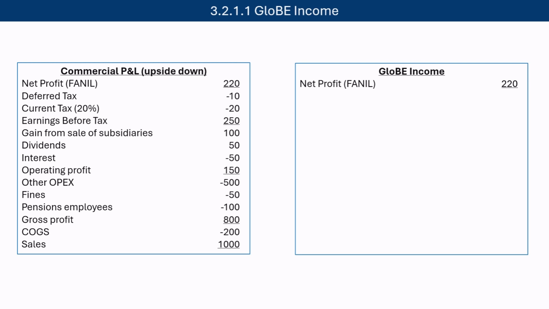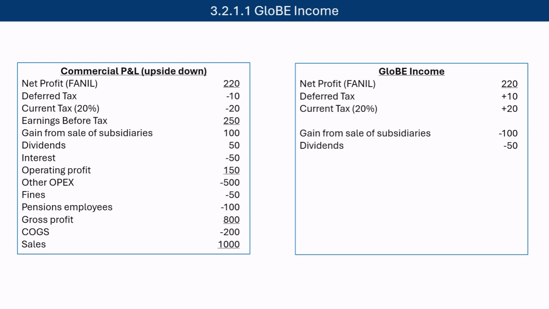Now remember, we are trying to calculate our profits before taxes for Pillar 2 purposes. So obviously we have to add back the deferred tax of 10. We have to add back the current tax of 20, right? We're not quite there yet to have our GloBE EBT, because there are some other issues as well. In Pillar 2, we also have a participation exemption for larger than 10% participations. So we deduct the gain from the sale of subsidiaries from our net profit, and we deduct the dividends because those are not taxable under Pillar 2.